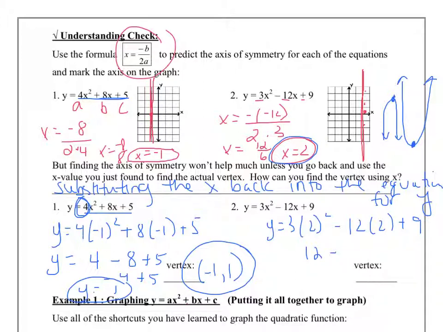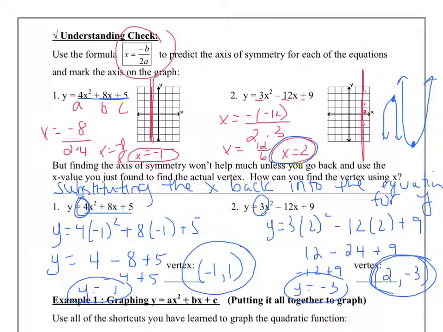Minus 12 times 2 is 24, and then plus 9. 12 minus 24 is negative 12, and then plus 9. So I have y is equal to negative 3. So my point here, I plugged in the x value of 2, and out came negative 3 as my y, which is my vertex point. So let's think about, is this going to open upward or downward? I can see that I have a positive a value, so I know that it's going to be opening up.